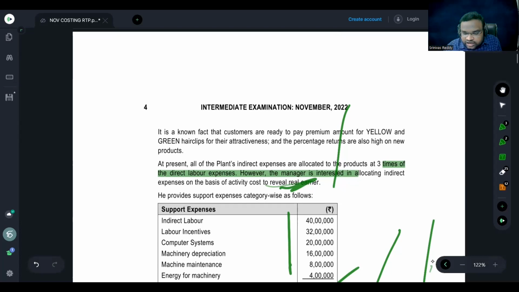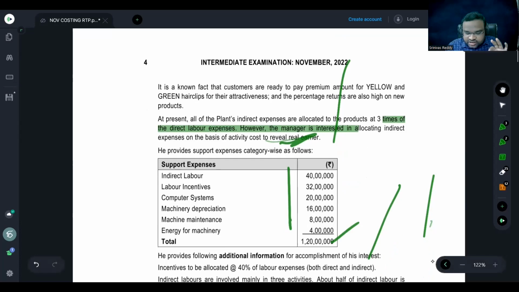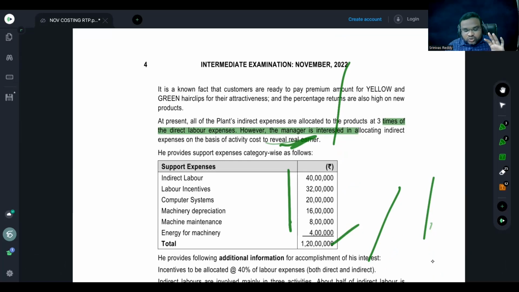So out of this 32, which is direct, it has gone to prime cost. Remaining added to indirect labor. That is what we have apportioned: 50%, 40%, and 10%. Computer systems, we have considered machinery depreciation, machinery maintenance, energy for machinery based on labor hours. Clear? So this is the important question and very beautiful question.